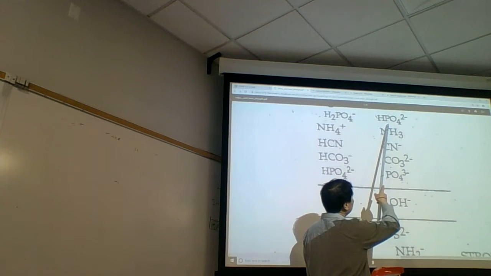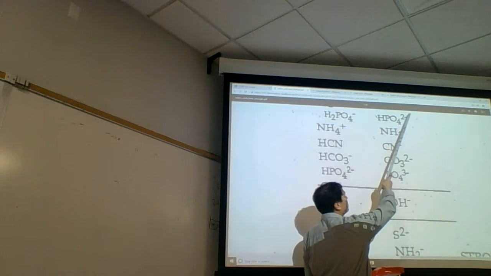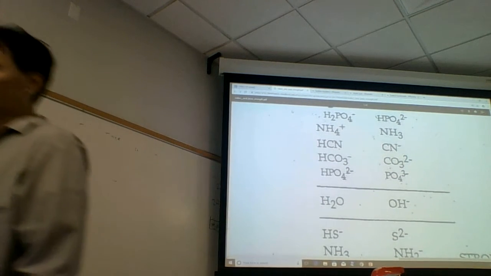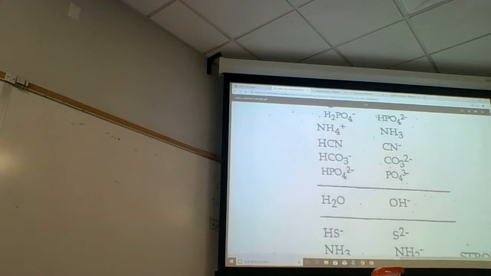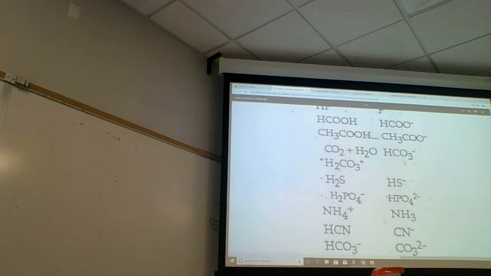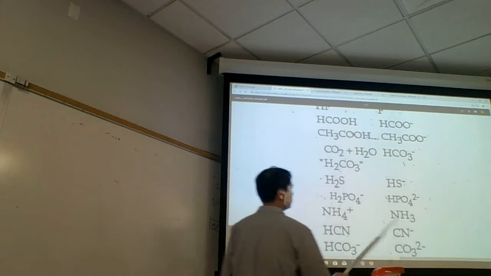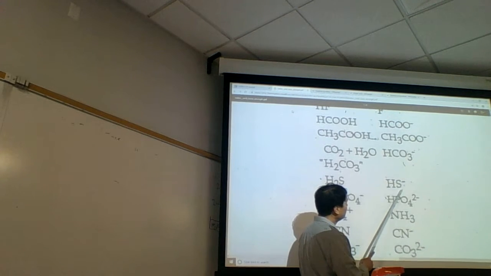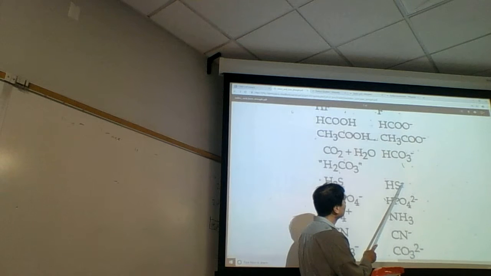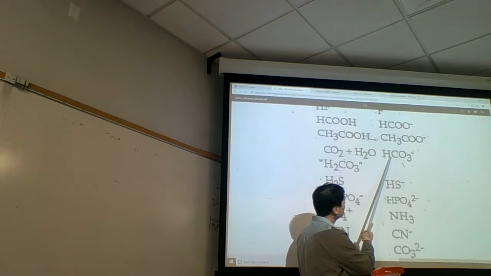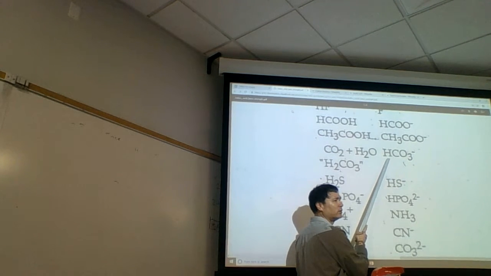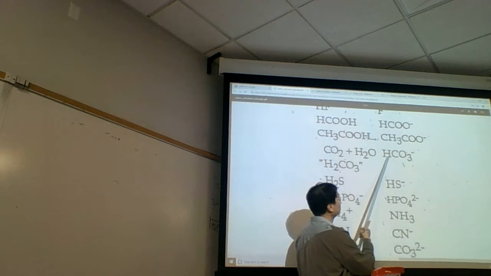Phosphoric acid is H3PO4, but this is HPO4, remember 2 minus. So this is an acid anion called hydrogen phosphate, also known as monohydrogen phosphate because there's dihydrogen phosphate. So this is monohydrogen phosphate followed by hydrogen sulfide ion. Hydrogen carbonate, or a more common name, this is more frequently known as bicarbonate.